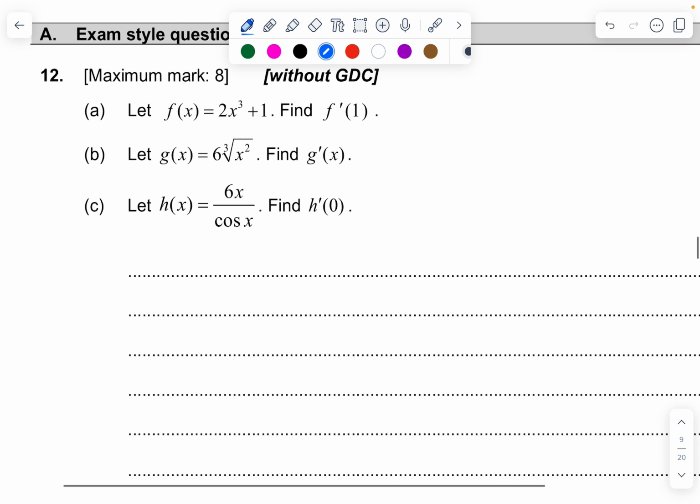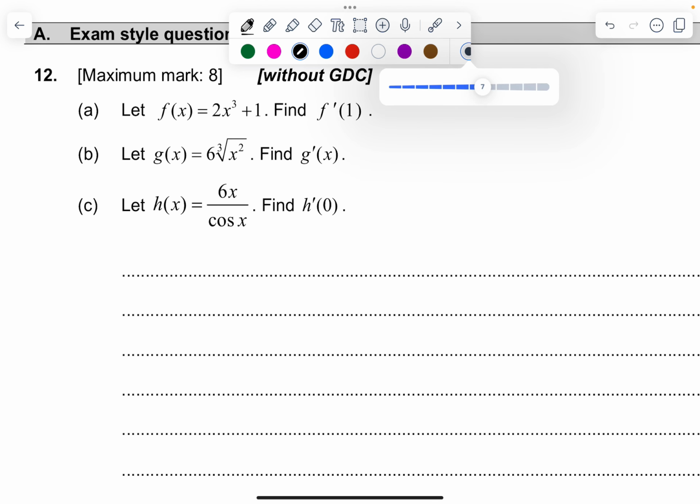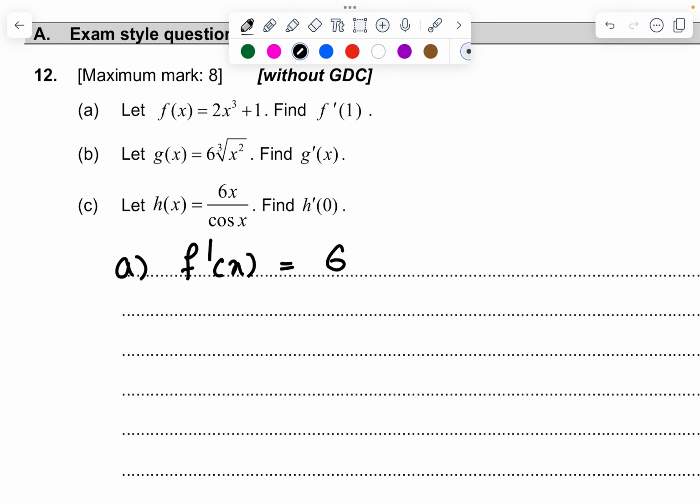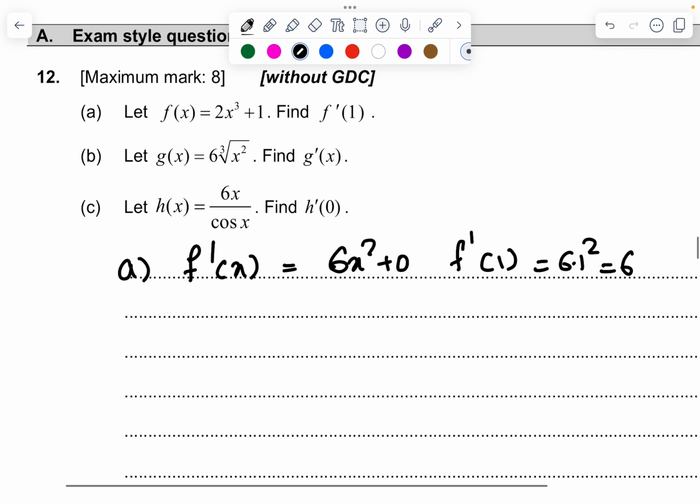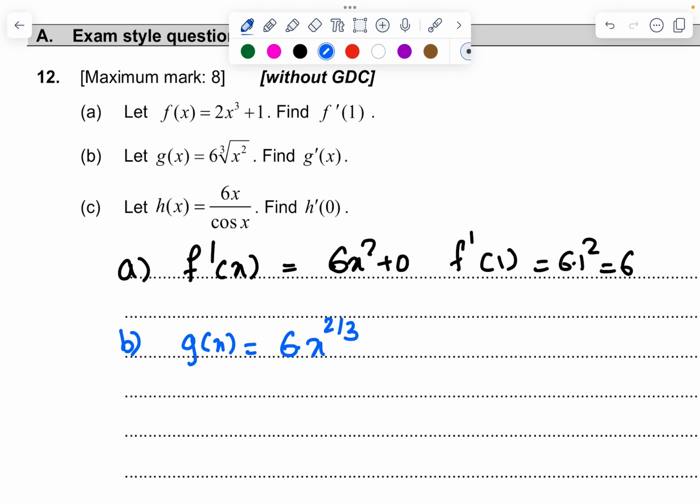Question number 12. F of x is given. So what will be f prime x? Which will be 6x square plus 0. So what will be f prime of 1? 6 times 1 square, which is going to be 6. Part B. g of x, first of all, write in standard form, x to the power of 2 upon 3. So what will be g prime x? 6 times 2 upon 3, x power 2 upon 3 minus 1 is minus 1 upon 3, which is 4x power negative 1 upon 3.